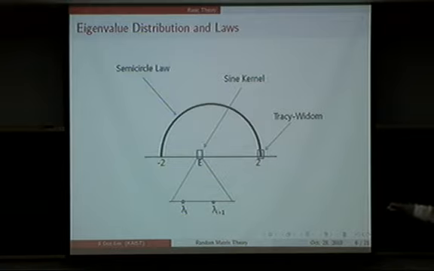So this will be governed by the sine kernel. You forgot to write the chi. Yes, -2, right. What kind of chi? You forgot the characteristic function. Yeah, sorry.